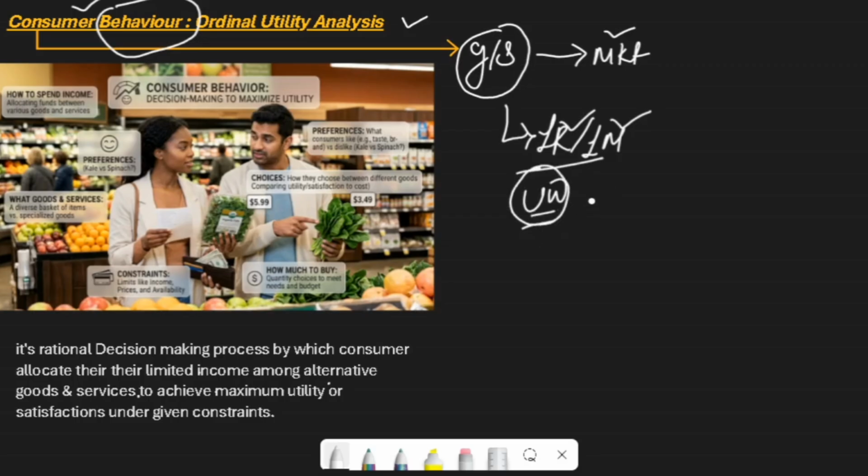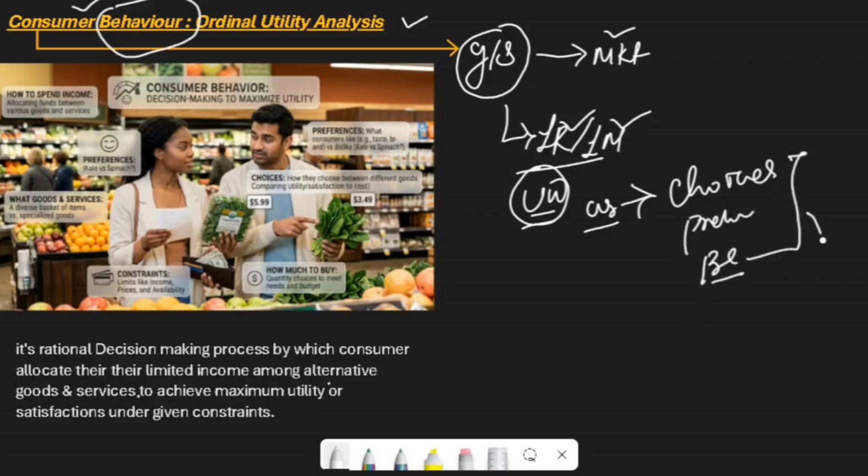So as a consumer, I purchase the goods and services according to my choices, preference, and the budget constraint. All these things are basically related to consumer behavior. So in economic terminology, what is consumer behavior? It is the rational decision making process.